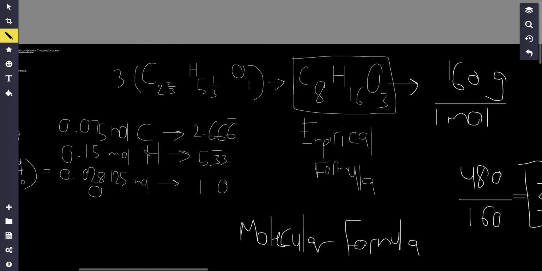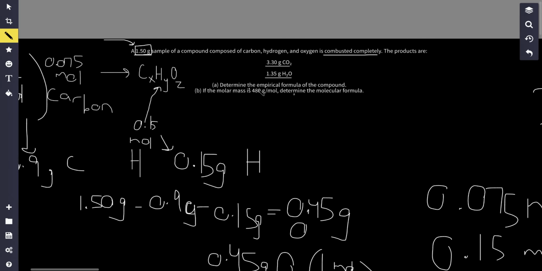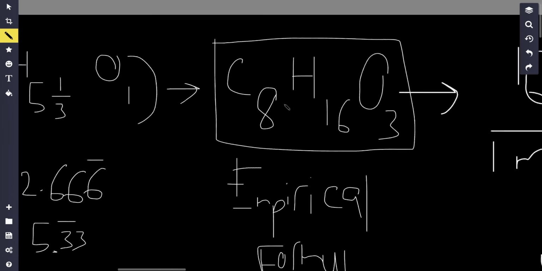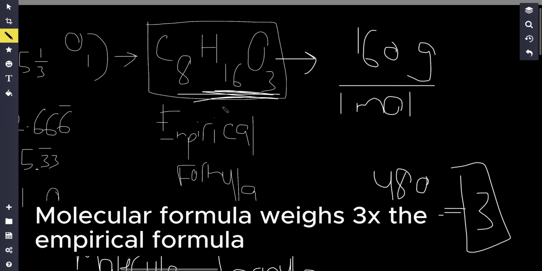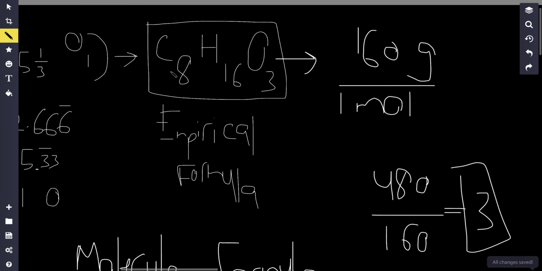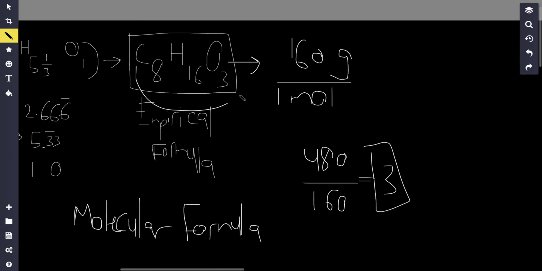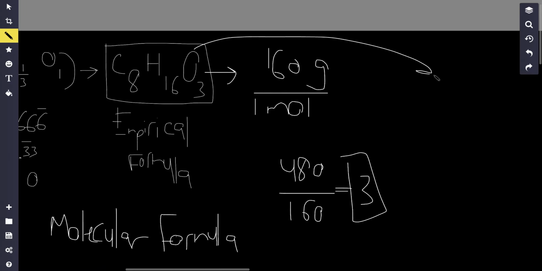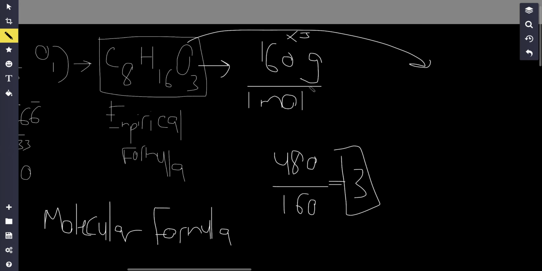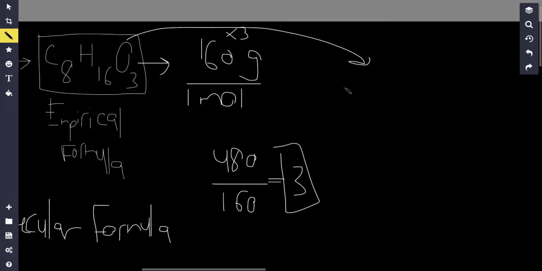And that essentially means that whatever molecular formula we have here is going to weigh 3 times as much as what we have right over here. And if it weighs 3 times as much, that means we must have 3 times the amount of everything in our empirical formula. So I'm going to take our empirical formula and multiply it by 3, right? It must have 3 times the amount of carbon, 3 times the amount of hydrogen, and 3 times the amount of oxygen. So this is going to be C24, H48, and O9.